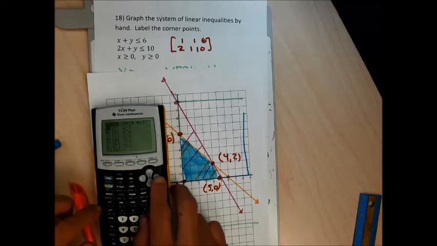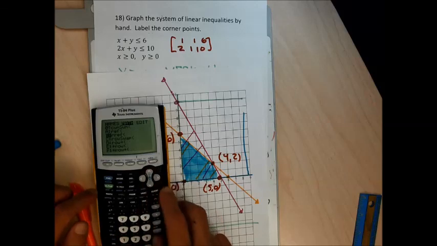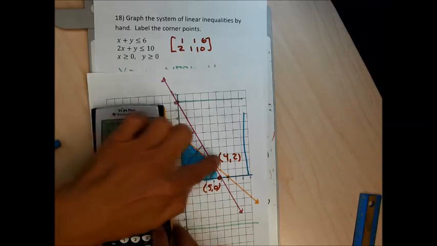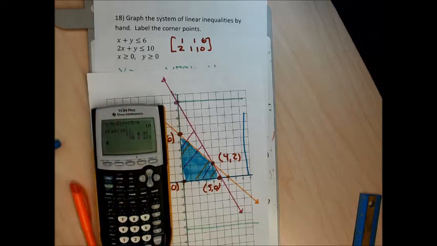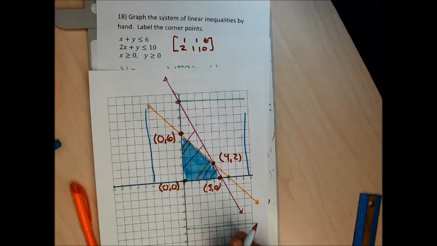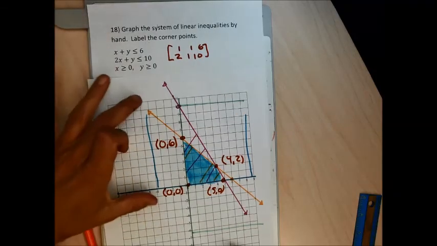Second quit, second matrix, math. RREF, second matrix, enter, parentheses. I better see 4 and 2, which I do. So my graph is perfect, and I found the corner points two ways. One by just looking at my graph and guessing it was right, and the other by actually doing the RREF. So this is the perfect answer.